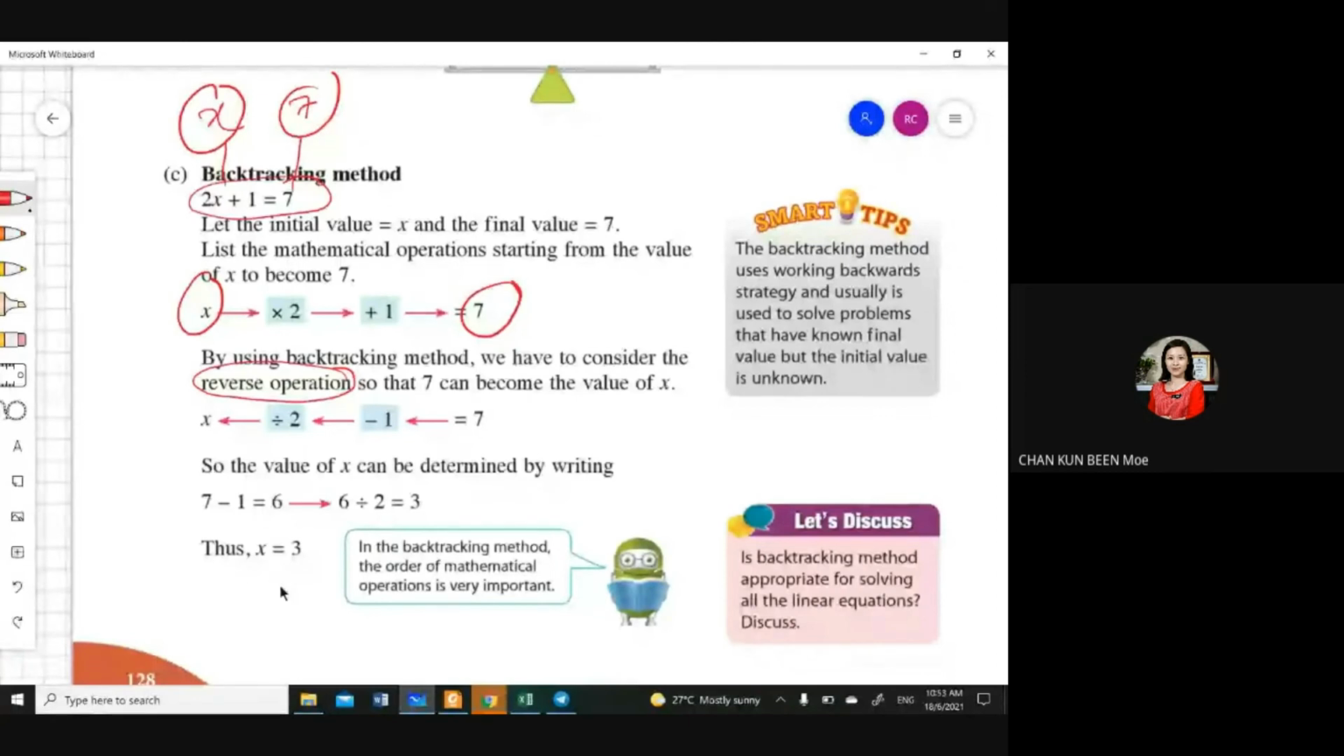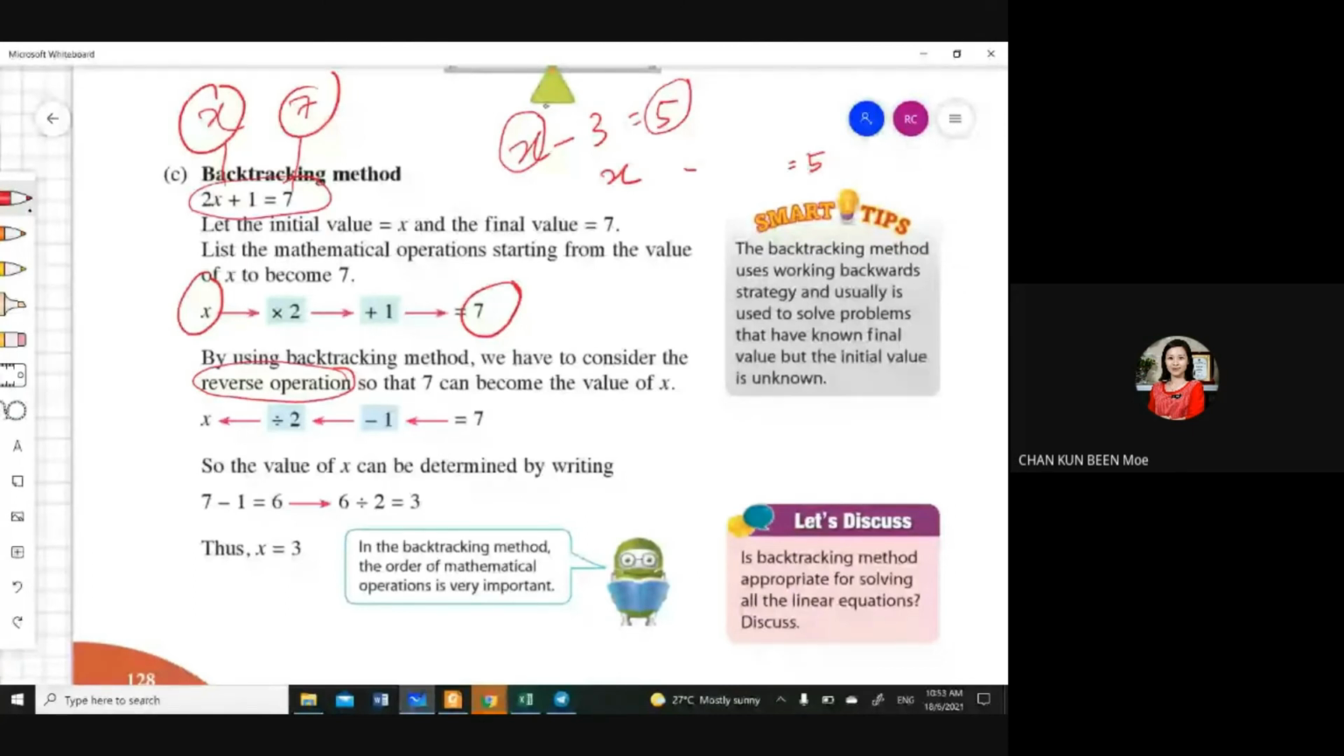Are you okay? Can or not? Yes, okay, I give you another example for the backtracking method. x minus 3 equal to 5. Which one is the initial value? The initial is x, right? The final value is 5, right? So we write down first x and 5 like this. The next operation is minus 3, we just have to write minus 3.